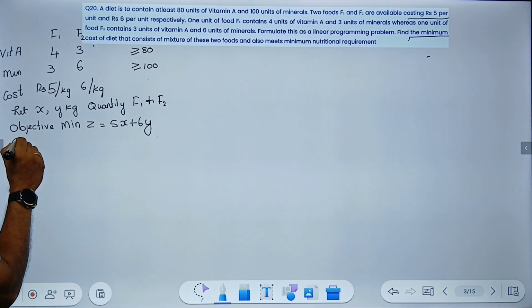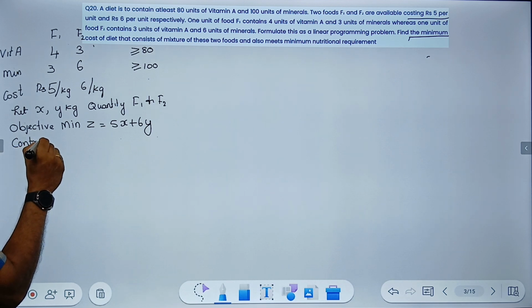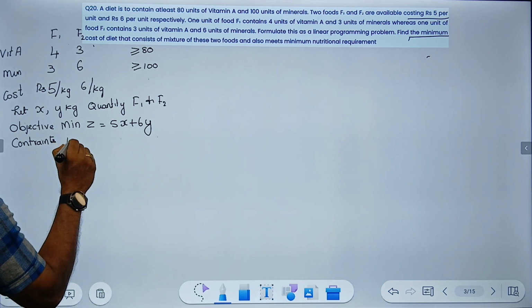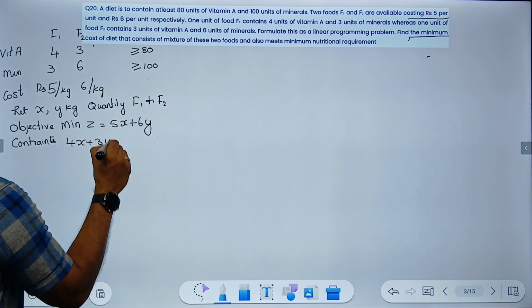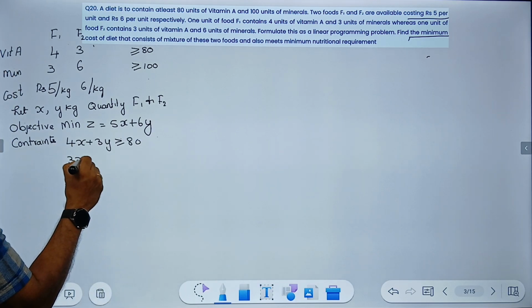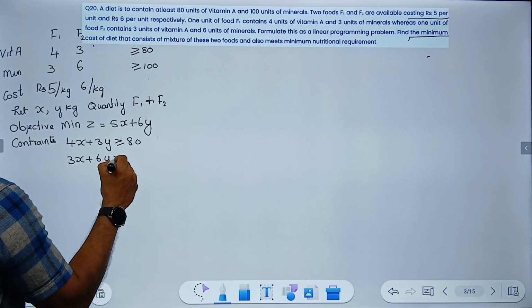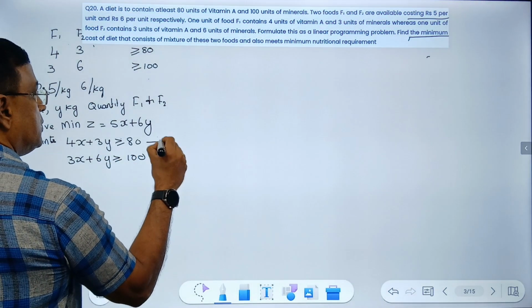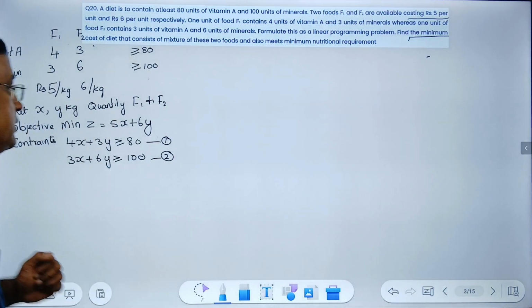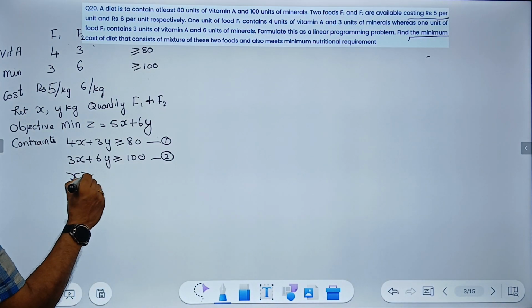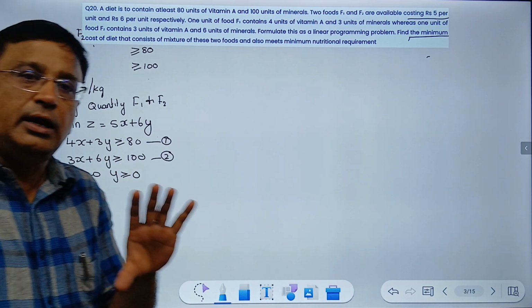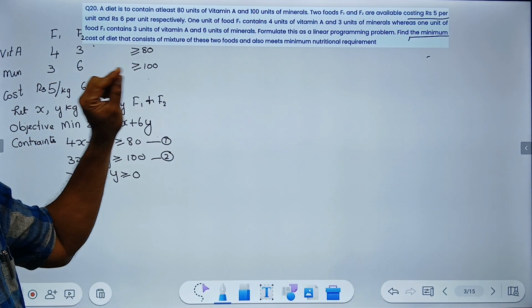Subject to the constraints. What are the constraints? The constraints are 4x plus 3y greater than or equal to 80, and 3x plus 6y greater than or equal to 100. So these are the two constraints. And then you have the non-negative constraint: x greater than or equal to 0, y greater than or equal to 0. So I have formulated the LPP. Now it's time for me to solve this problem.